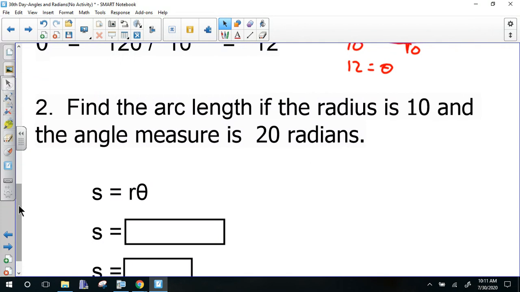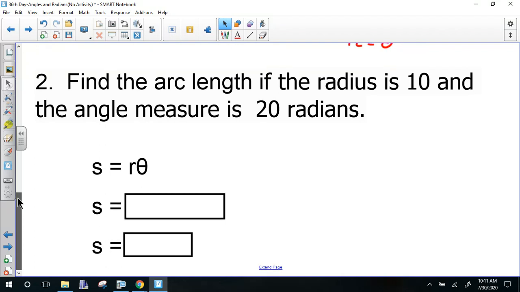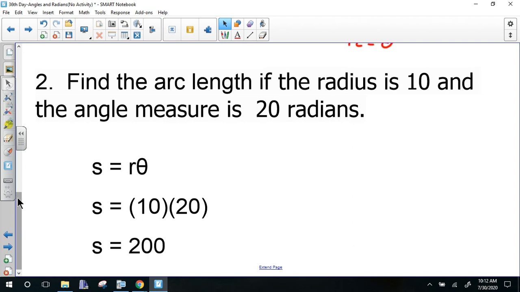Find the arc length if the radius is 10 and the angle measure is 20 radians. We're given R and we're given theta. Multiply those two numbers together, we get an arc length of 200. And that's how we use the arc length formula.